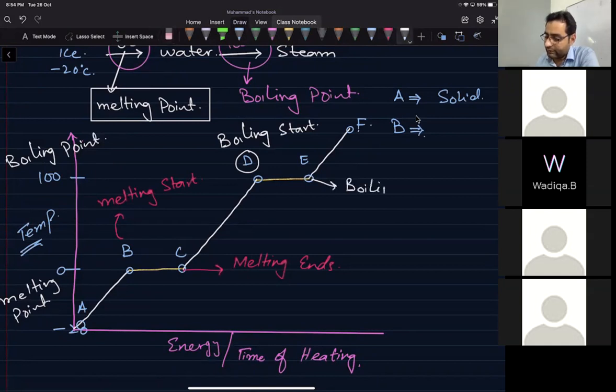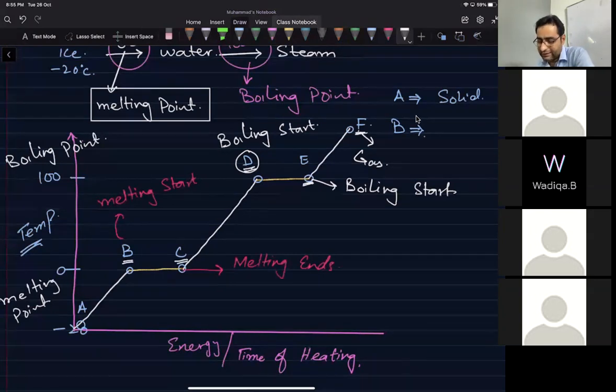And the state of matter at point F is gas. So at point B, melting starts. Again, I'm going to repeat. At point C, melting ends. And at point D, boiling starts. Point E, boiling ends. And F is a gas. So this is your heating curve.